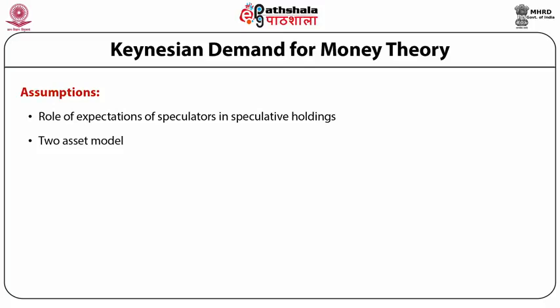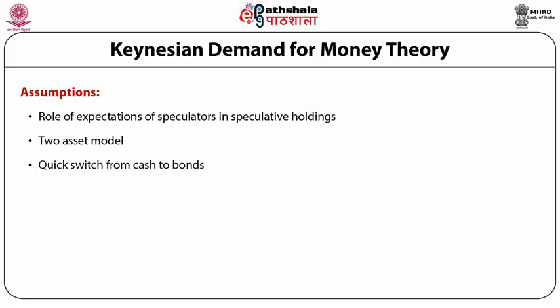Second, two-asset model. Keynes assumed that there are two assets available in the market. This implies that the consumer can either have cash or bond. This also indicates that the consumer cannot have a diversified portfolio, meaning that the consumer cannot have both cash and bond. Thirdly, quick switch from cash to bonds.